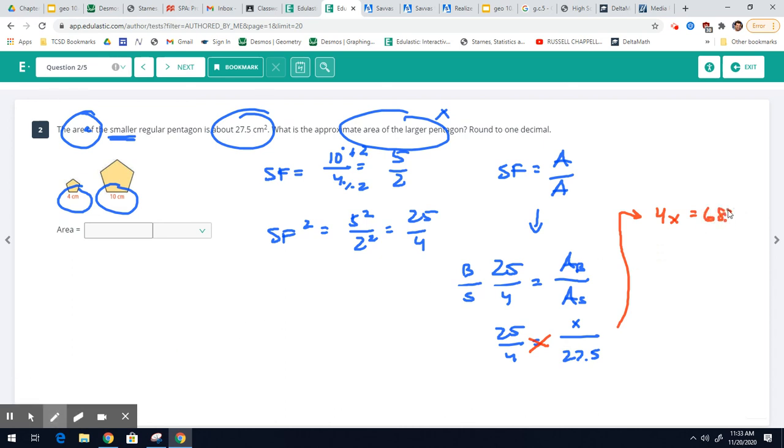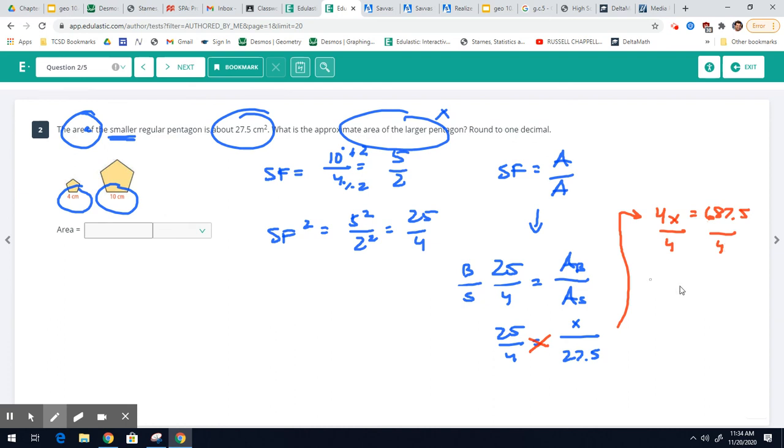And then, again, I did it again. I'm trying to do two things at once. Type in or write 687.5. Did it. Yes. And now to get x by itself, divide by 4. You divide that by 4.